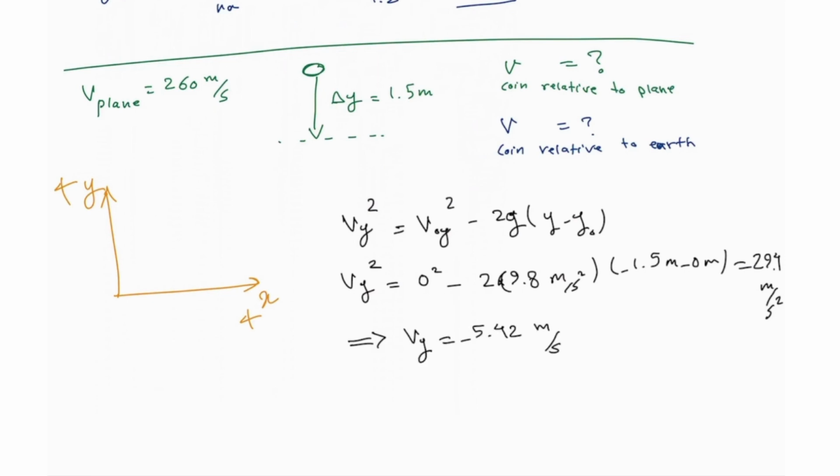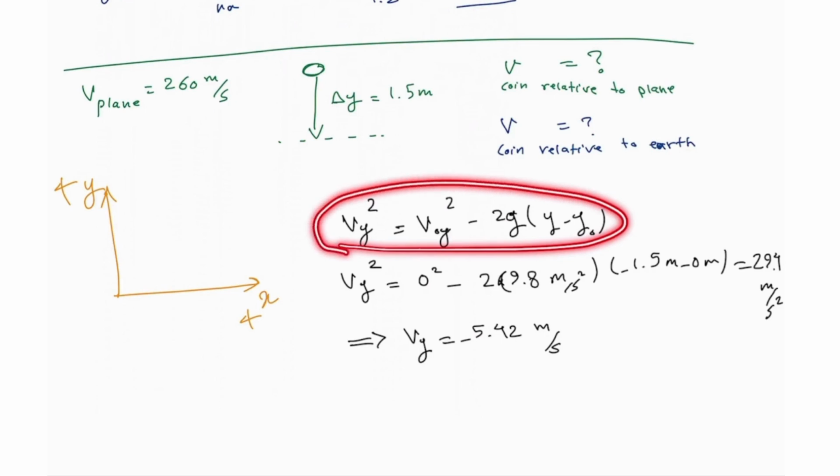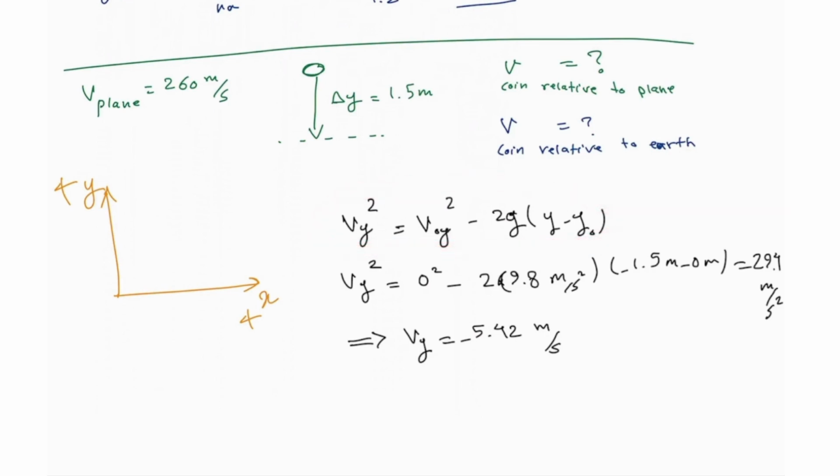So here I chose to use this kinematic equation that is independent of time because we don't have any information about time. So this seems like the best equation to use here. And as you can see, v0y is replaced by 0 because, as I said, the initial vertical velocity of the coin is 0 relative to the plane. We know that g is 9.8 meters per square second. And since I chose the point of origin to be the initial position of the coin, when the coin is dropped 1.5 meters below the point of release, it means that the final position is negative 1.5 meters.